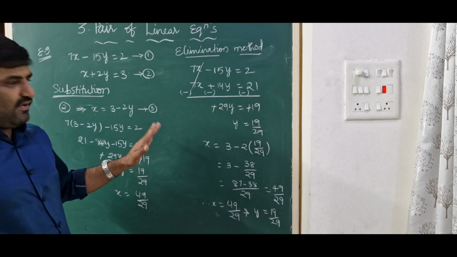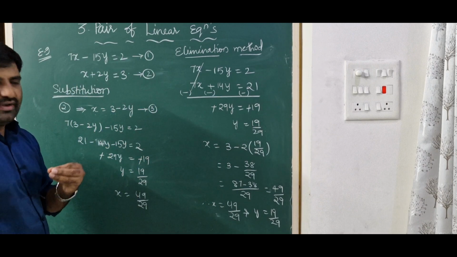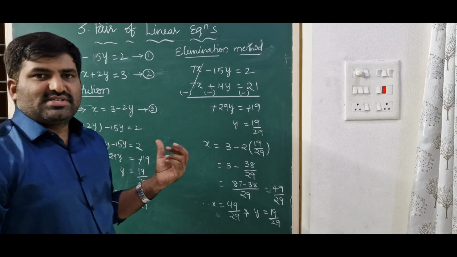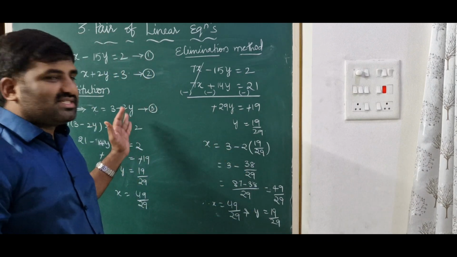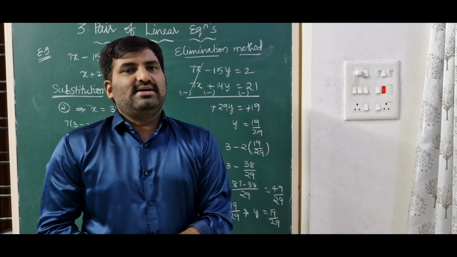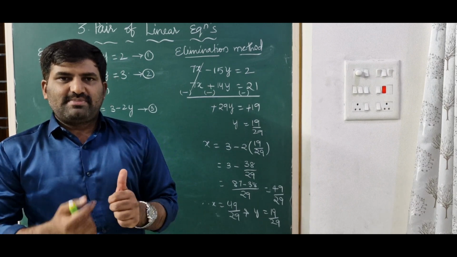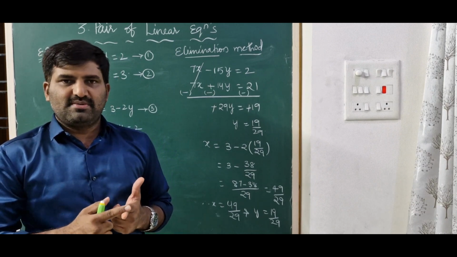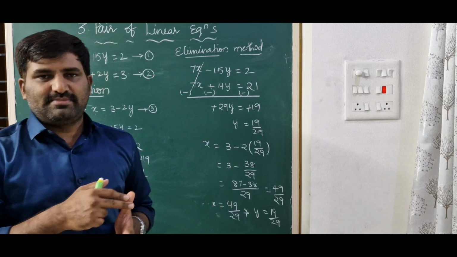If you observe both of these methods, we are getting the same answer, right? If you solve the given questions in any method, you will always get the same answer. So we can use these two methods to solve a pair of linear equations by the algebraic method. The substitution method and the elimination method are part of the algebraic method only.